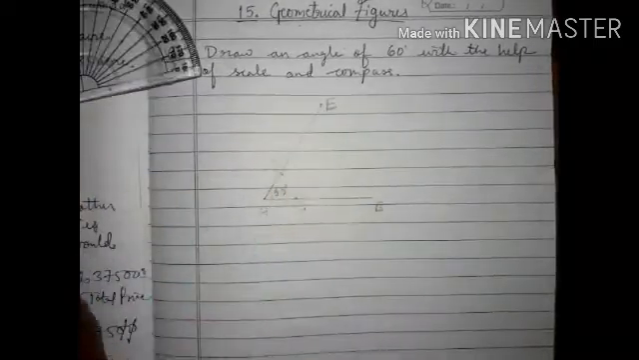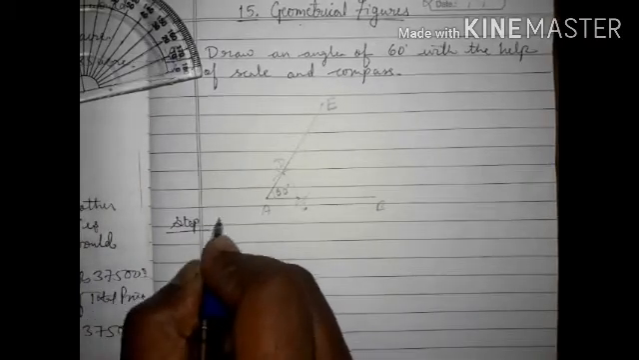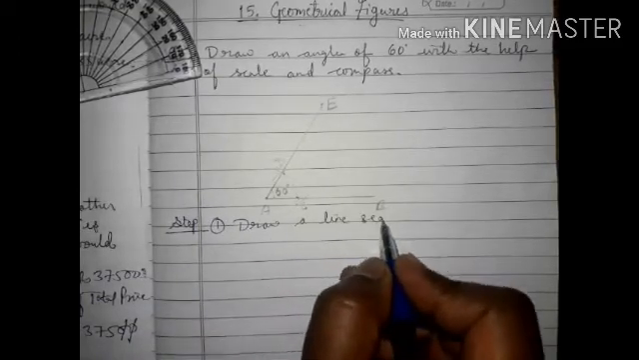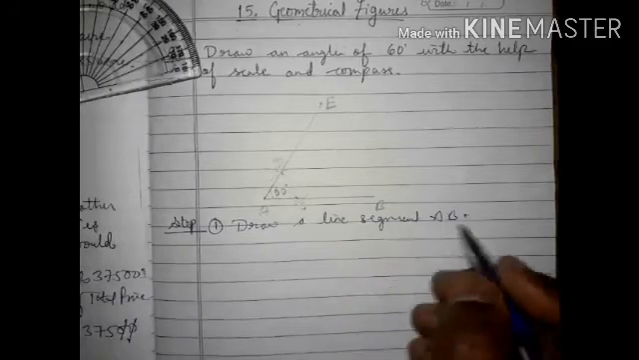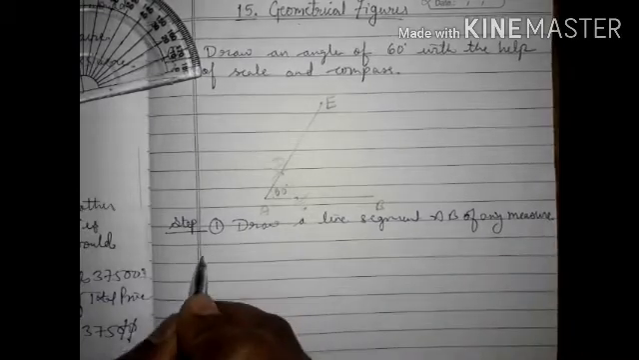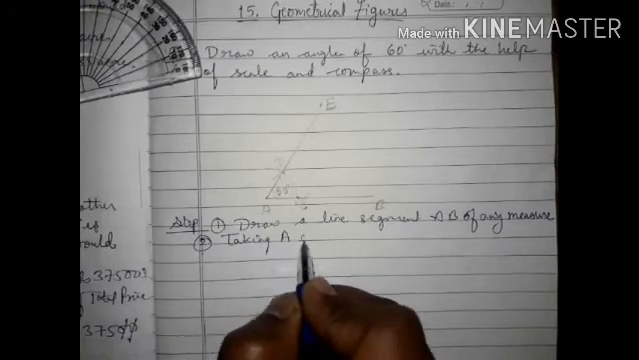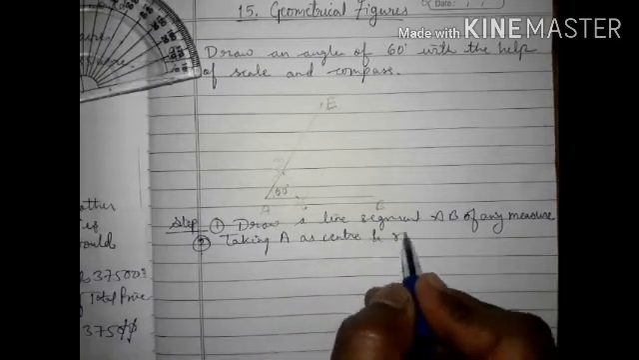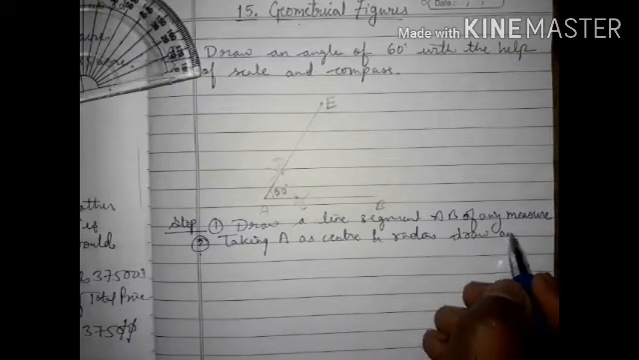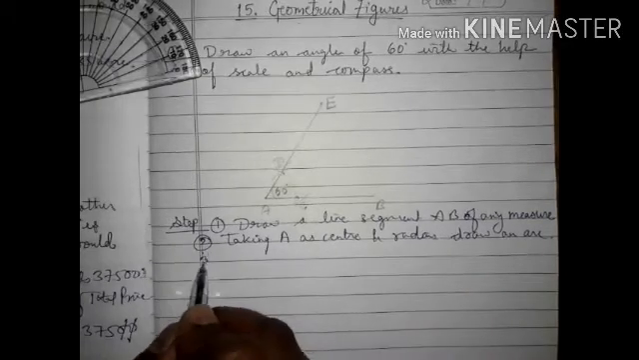So like that you have to draw in your notebook. So here we have to write the steps also. First step is draw a line segment AB of any measure. Second step is taking A as center and radius, draw an arc. Which radius? Any radius, small radius we have to take.